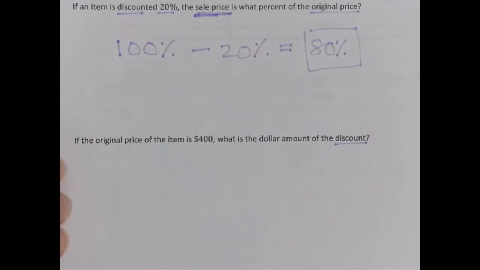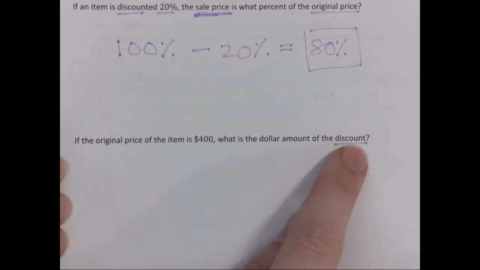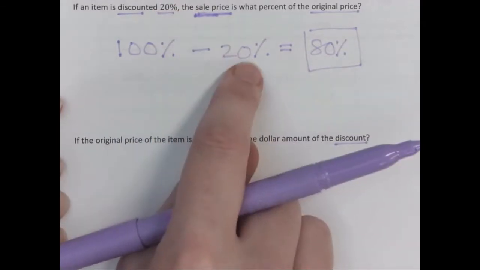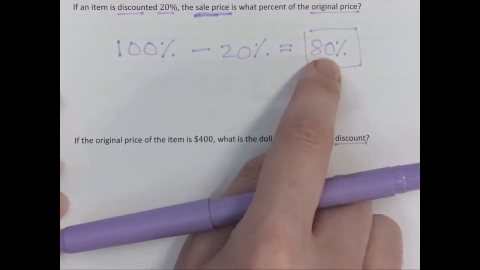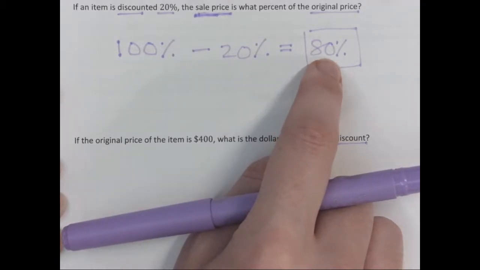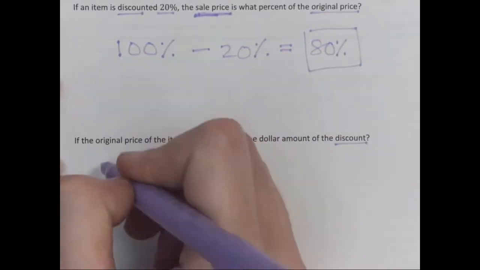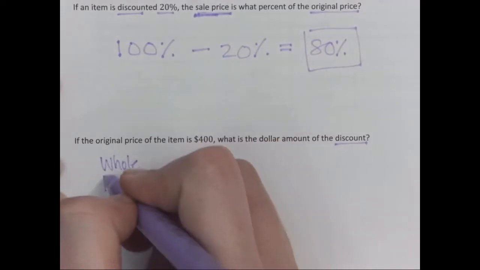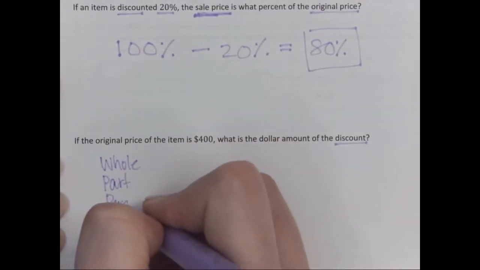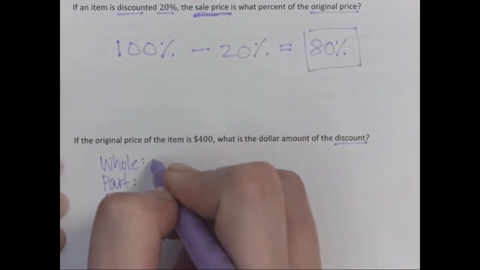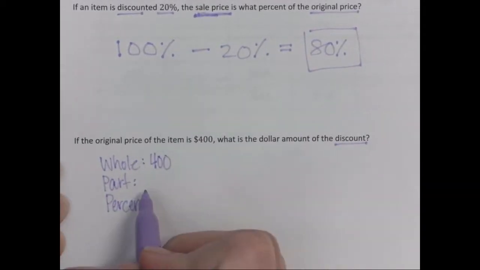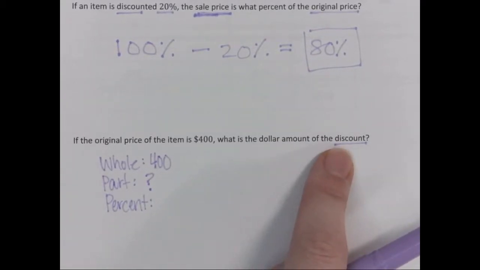Okay, so here's what's different about this lesson. We have to pay close attention to what part of the problem the answer is asking us to solve, because we have a percent discount and we have a percent for the sale price. Okay, so we're going to label everything. Let's write our whole part in percent. What's the whole? $400. We don't know the part, right? We want to know the part that is the discount. What percent is the discount?